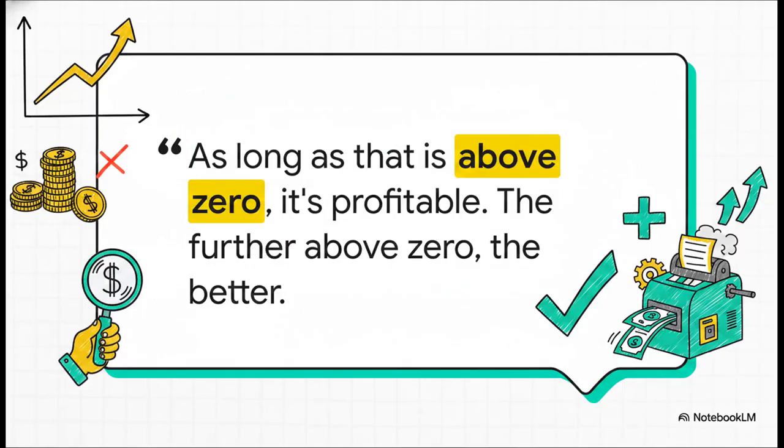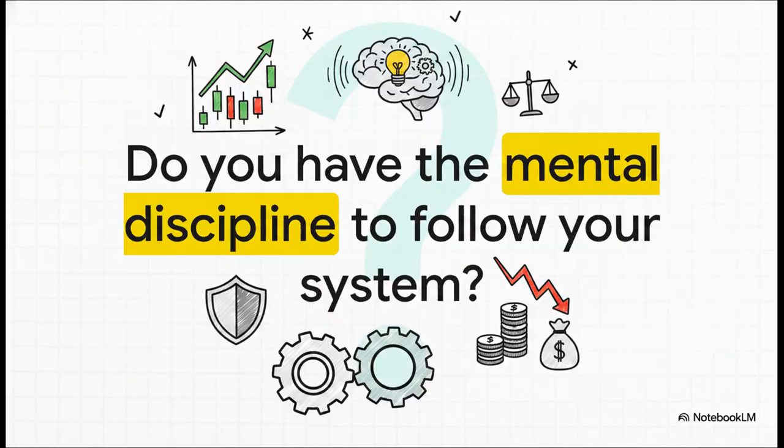When you actually plug all your historical numbers in and run that equation, what you're looking for is incredibly simple. As the source material plainly puts it, as long as that is above 0, it's profitable. The further above 0, the better. Simple as that. For anyone seriously focused on learning this, seeing a positive result here is basically your ultimate mathematical green light. It completely proves that despite the inevitable losses you're going to face, over time, your system essentially prints money.